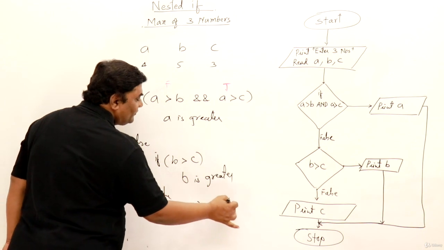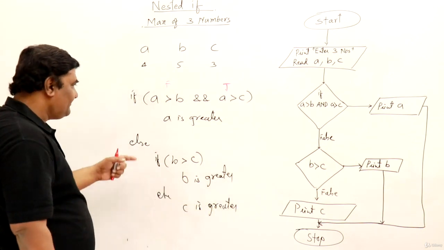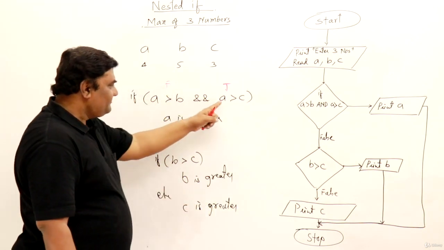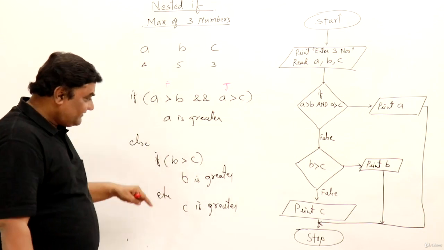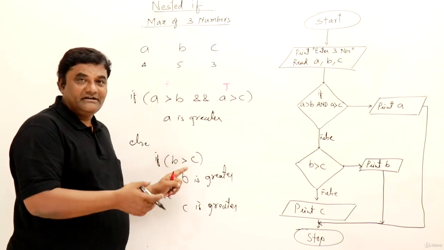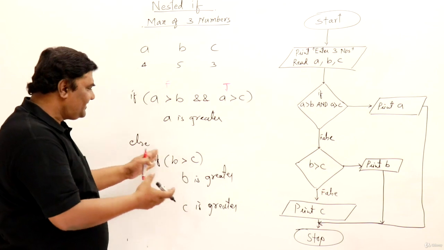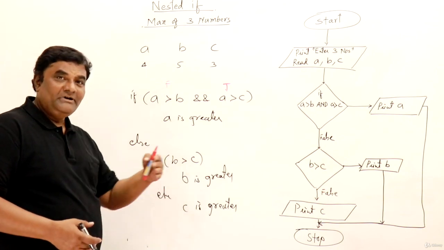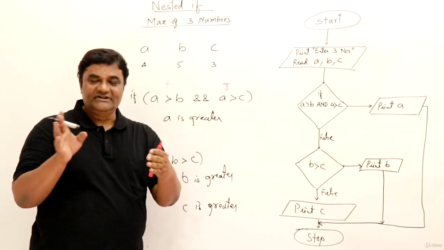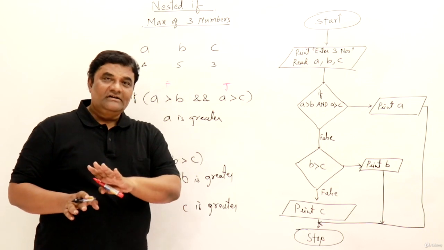I am writing pseudocode, it's not a program. So if A is greater than both, then A is greater. Otherwise, B or C can be greater. So if B is greater than C, we don't have to compare it with A now. Just B with C among two. One is gone, right? A is gone, it's not greater.